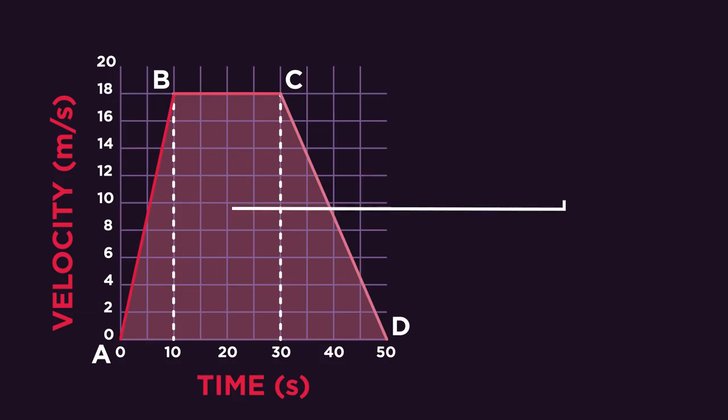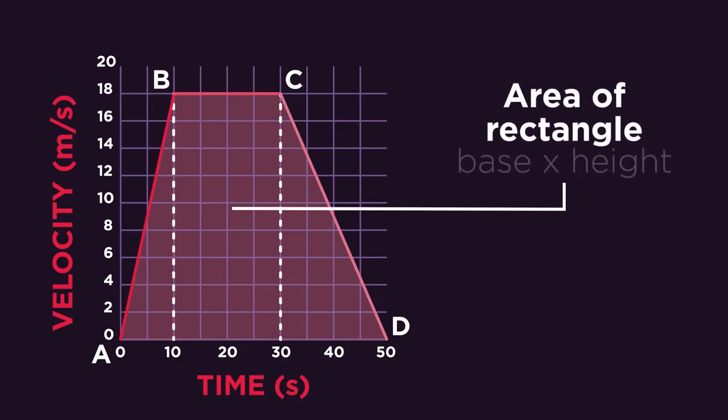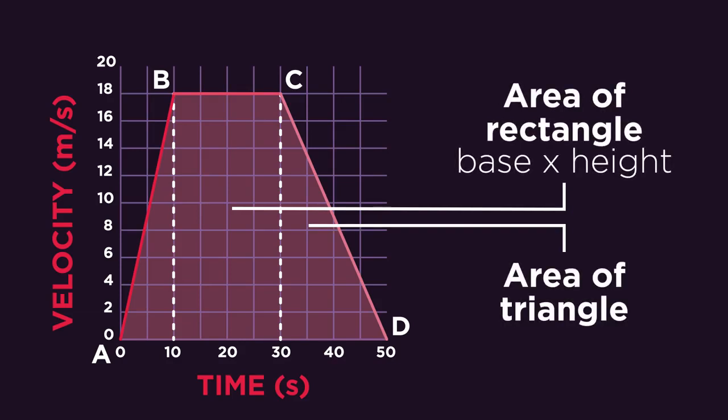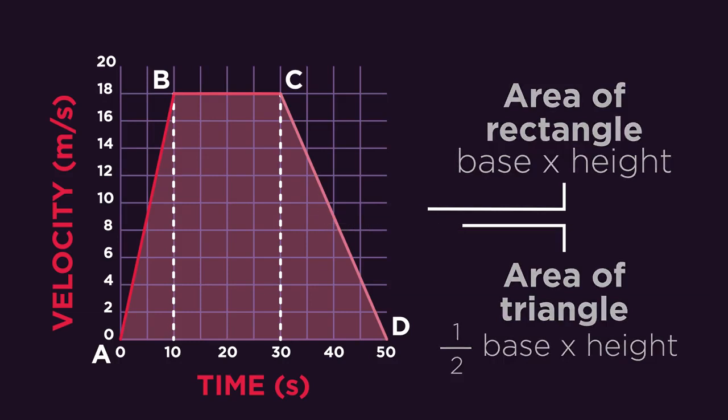Remember, the equation for the area of a rectangle is base times height, whilst the area of a triangle is found by half base times height. Pause the video and have a go. Let's see how you did.